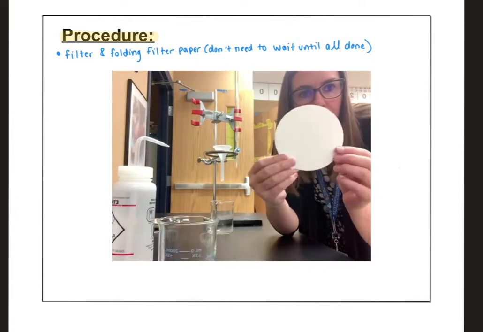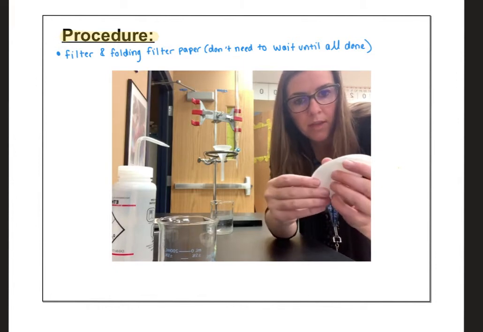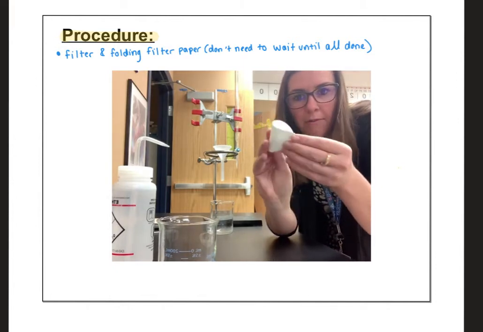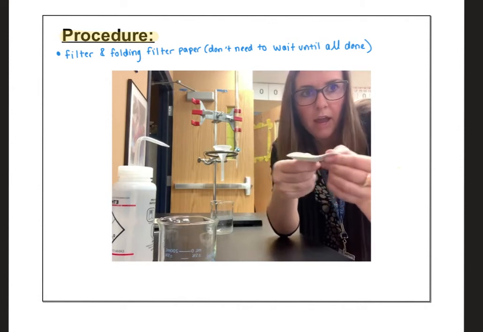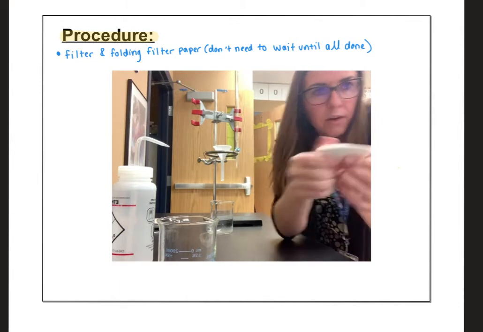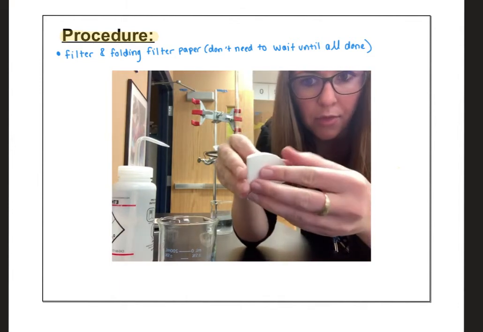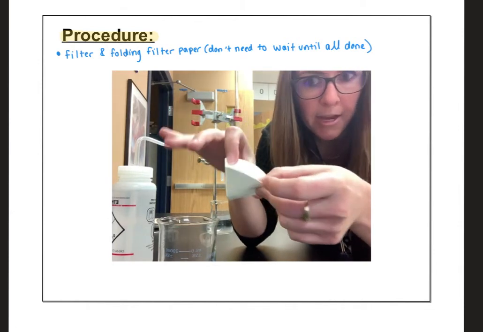So here's what our filter paper looks like. We want to make it into a funnel. The easiest way to do that is to fold it in half, one more time, and then I call it the 3 versus 1. So there's actually 4 layers of paper. I'm gonna take 3 in my thumb and just 1 on this side and pop it into a triangle.